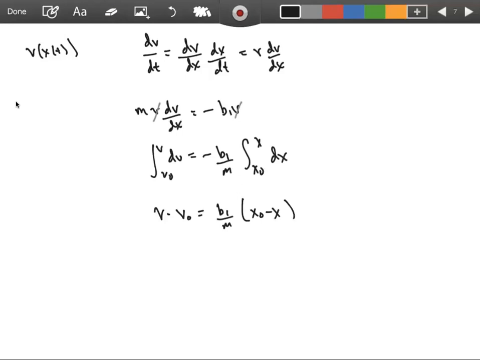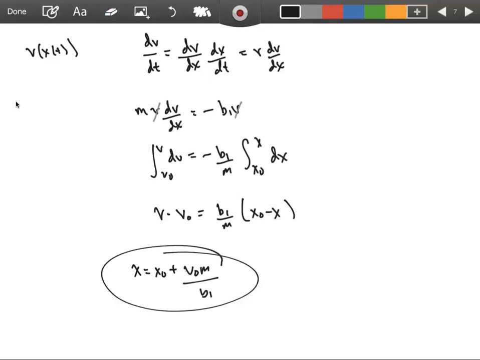So same thing as before. Basically, all we see is exactly the same expression. If I use this and solve for when v final is equal to 0, I still get that x final is equal to x initial plus, I'm sorry, v0 m over b1, which is the same exact expression.